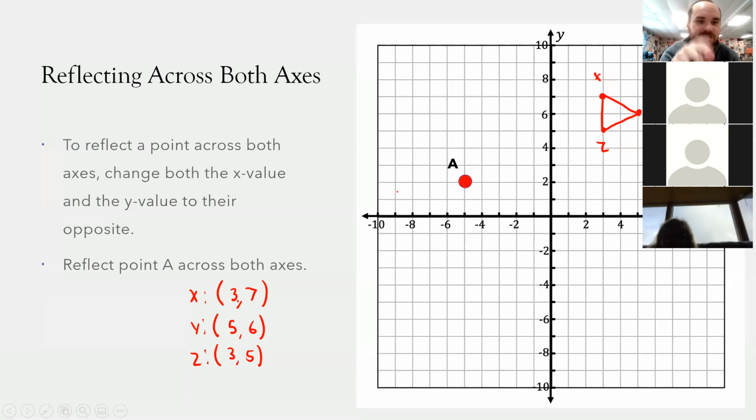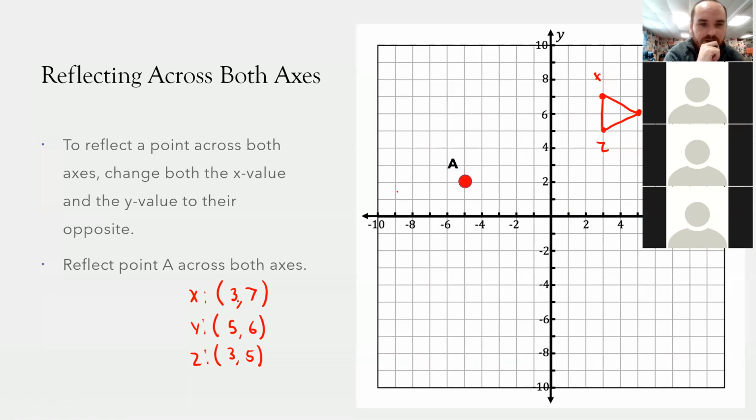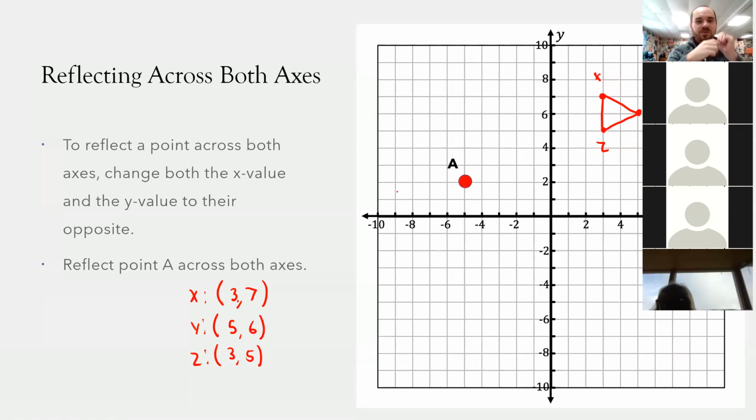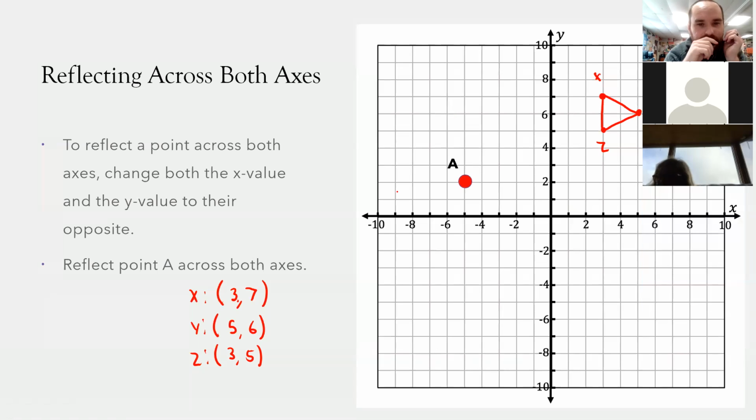So let's see. Todd, you've got 2 of the 3 points. Never mind. Todd, you're good. Dane, you're good. Brennan, you're good. Aiden, you're good. Jennifer, you're good. If I let you know you're good, you can take off. Carter, you have reflected that across the x-axis. You need to reflect it across both. Jocelyn, that's good on the X.